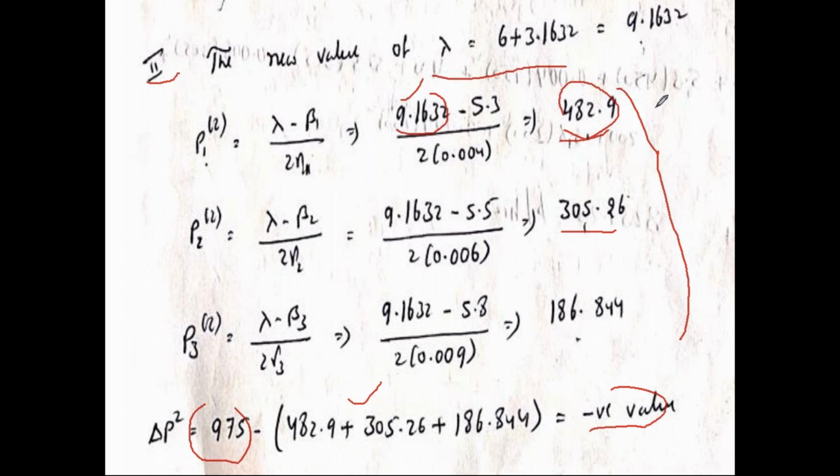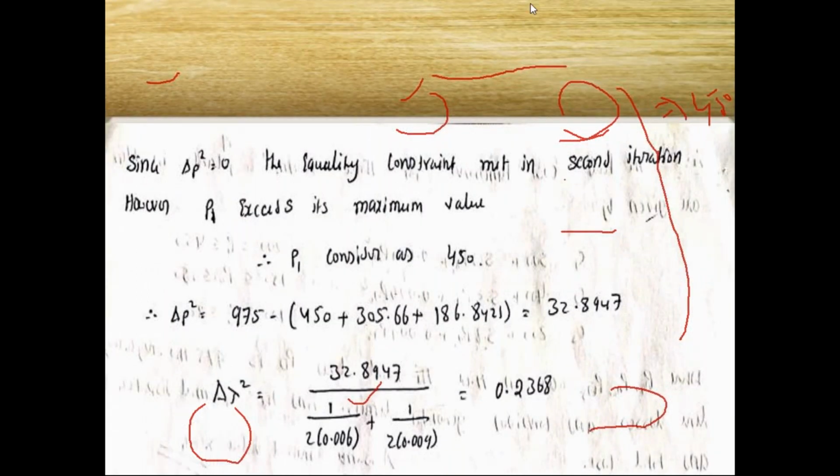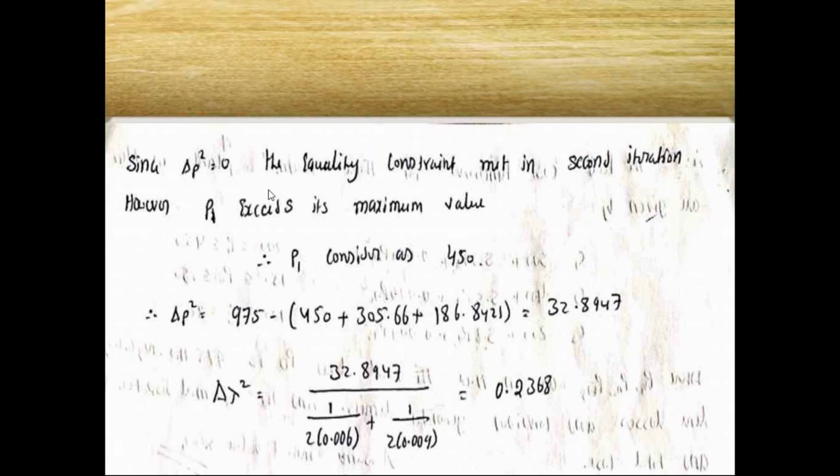So what we have to assume is P1 is 450. Why? Because it is exceeding that. After this assumption, we have to do the third case. See here, since delta P is not equal to 0, the equality constraint is not met in the second iteration. P1 is considered as 450 because it exceeds its maximum value. So after that, we have to check 975 minus 450. If you do this, again you are not getting 0. It means that again you have to update the value of lambda.